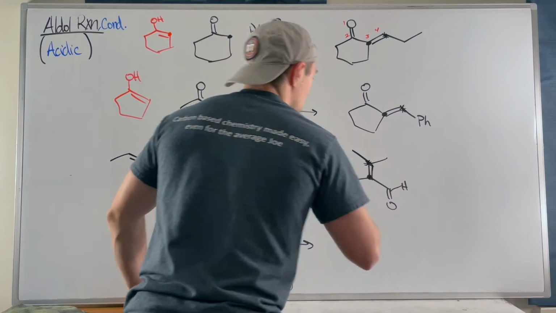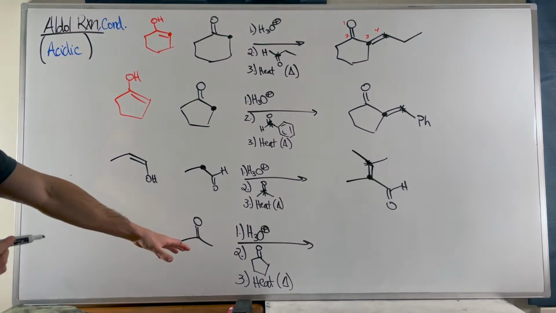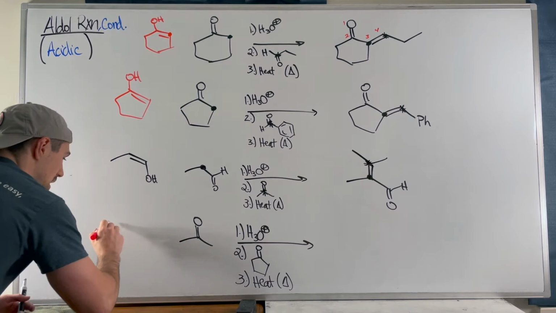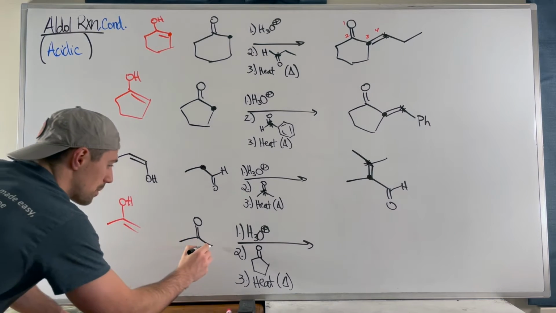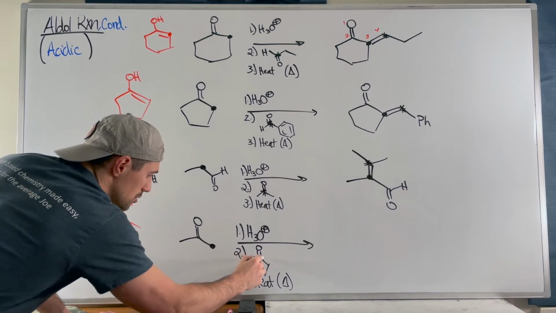and off my asterisk carbon, I just have 2 methyl groups, okay? And last but not least, all the way down here, you can see, I'll switch back to the red. This is the enol we're going to make. This is my dot carbon. This is my asterisk carbon.